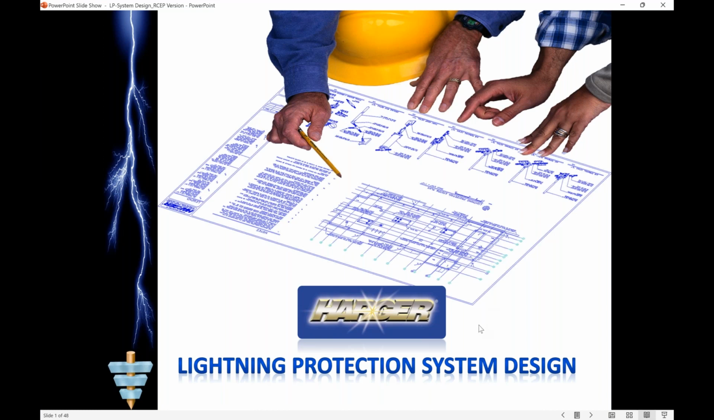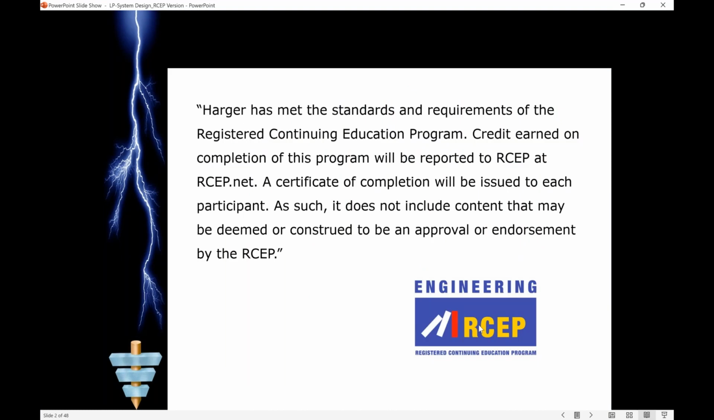So, lightning protection system design. Right here, we're just saying that this does count for continuing education credit. There's the disclaimer there for you.